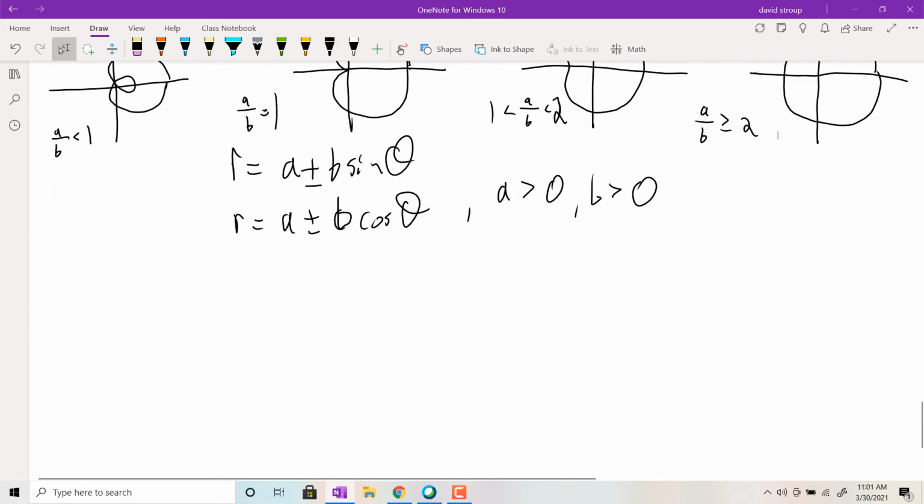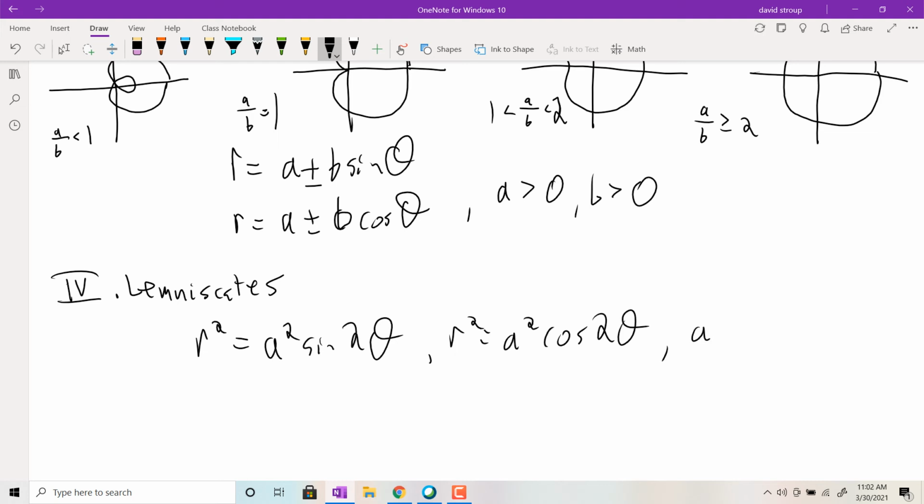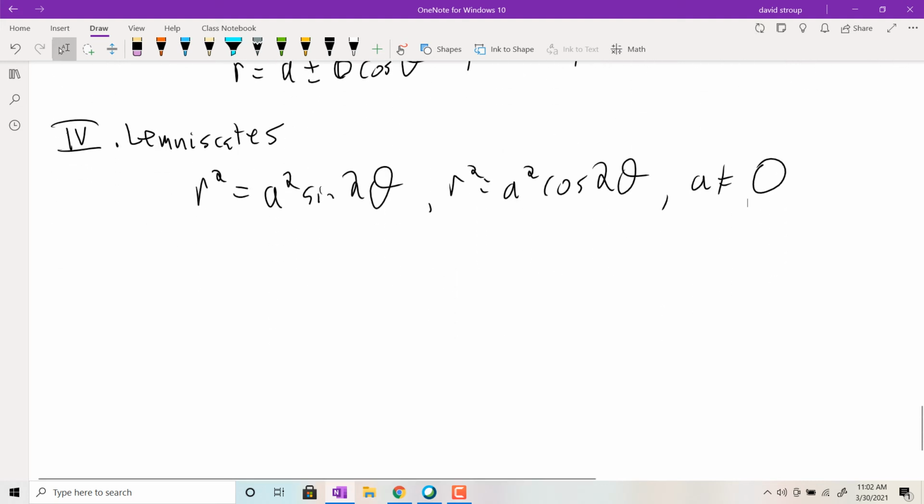Let's see what else we got. So the last, I believe this is the last type. No, we still have rose curves after this one. Second to last type is the lemniscates. Okay. So this is, I think it's section 4 in my notes. Lemniscates. So these guys have square parts to them. So r squared equals a squared sine 2 theta, or r squared equals a squared cosine of 2 theta, and a is not allowed to be 0. Let's take a look at one of these characters.